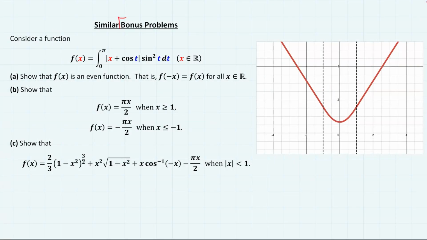Lastly, the bonus problem. If you understood what I have explained so far, then you may be able to easily solve this bonus problem as well. So if you want to do some more math for fun, here's the bonus problem for you. This time x is located here, so that the inner part of the absolute value is x plus cosine t.